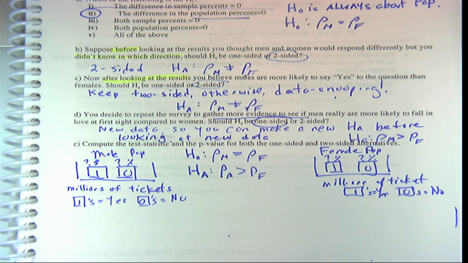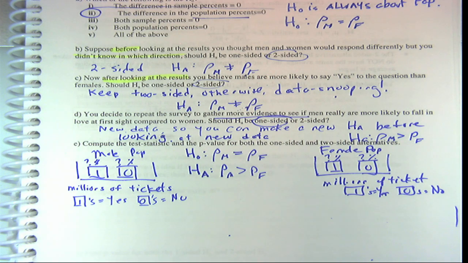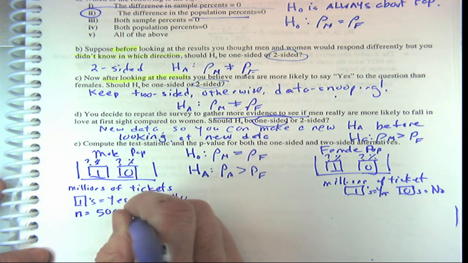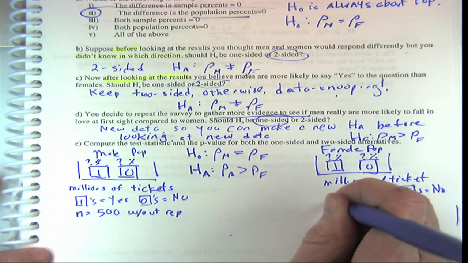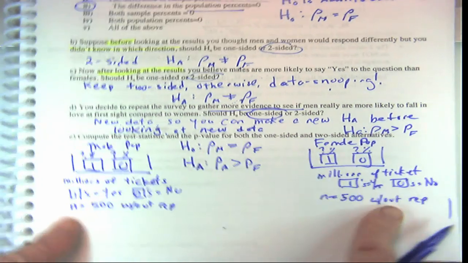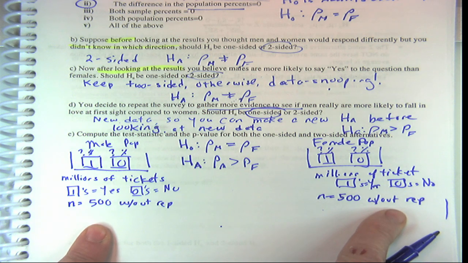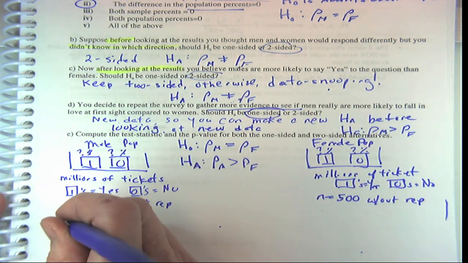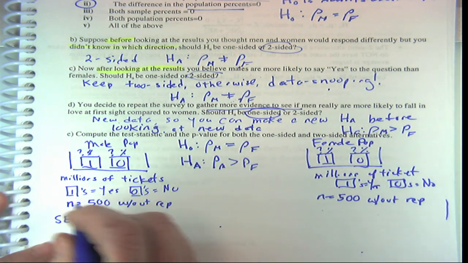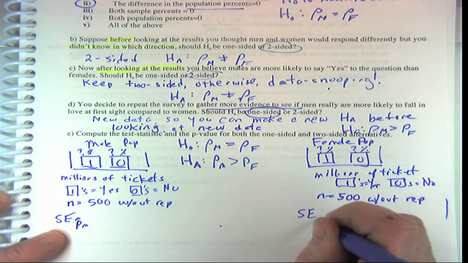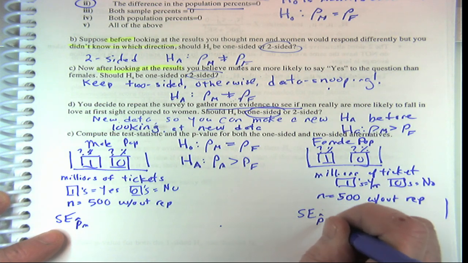Okay, so now we've got this, and what are we doing? Our N is the same, 500, and all surveys are without replacement, but that doesn't enter into the population size. It's only the sample size, because this is a small fraction of the millions. And now we just have to do these standard errors. This is good practice. We're doing the standard error for the sample percent of the males, and here's the standard error for the sample percent for the females.